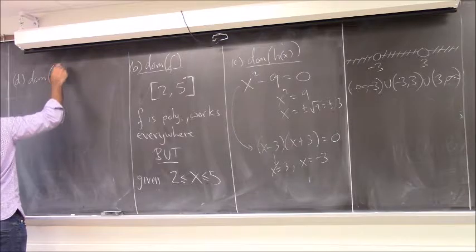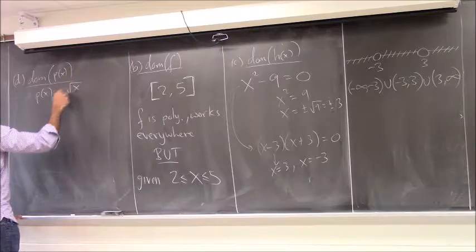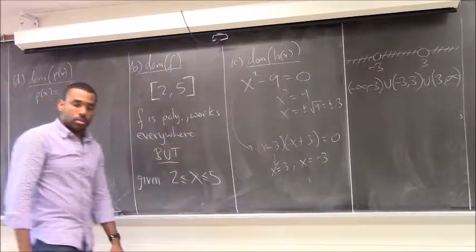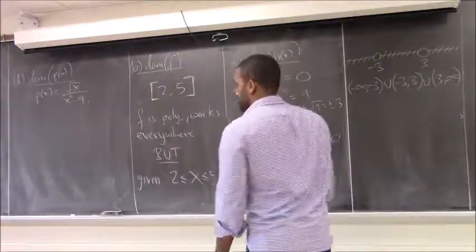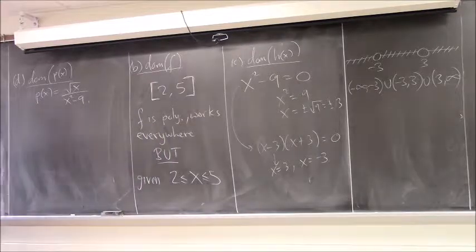I believe I call that P of x. This was P of x equals radical x over x squared minus 9. How do we find the domain of that? Ideas? The domain is almost the same as the last one, except because there's the square root of x on top, no negative numbers will work.